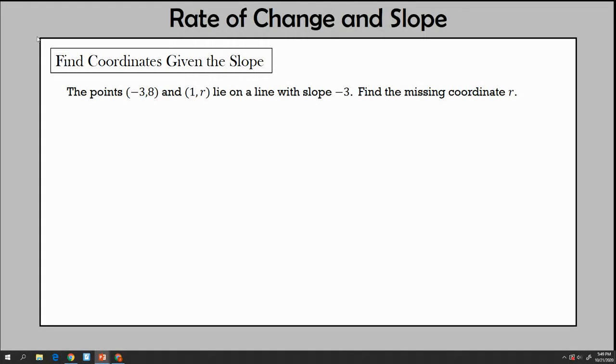Okay, so first of all, this is a common question that you're going to see when we start working with slope. We have the points -3, 8 and 1, r, and they lie on a line that has a slope of -3. We need to find the missing coordinate r. So we're going to use our slope formula: slope equals y2 minus y1 over x2 minus x1. What we're going to do is substitute in what we know. We can substitute in these two ordered pairs, and the slope m is actually -3.